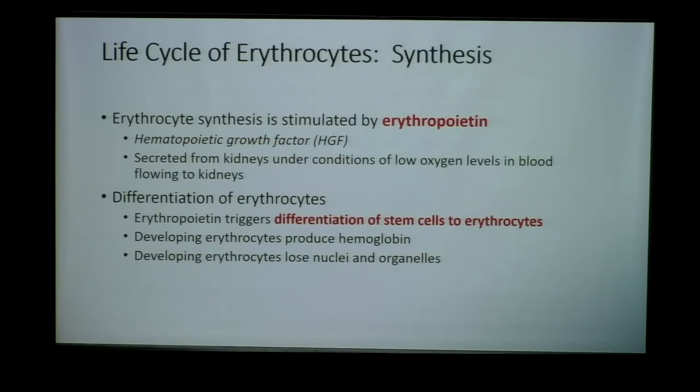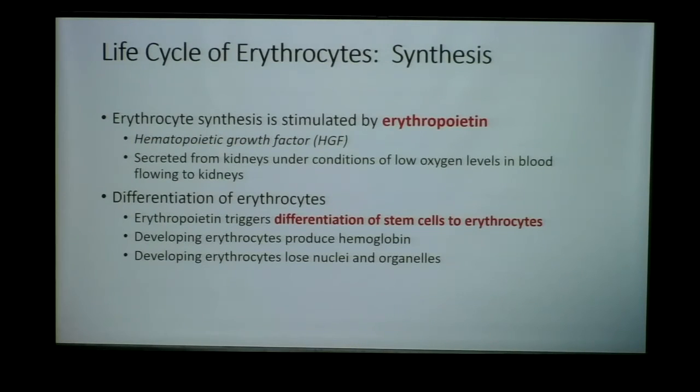So let's look at the steps in this process. So the first part is erythropoiesis, and this happens under the influence of erythropoietin, which is a hormone. It's a hematopoietic growth factor that is secreted from the kidneys. So it's secreted from the kidneys in response to low oxygen levels.